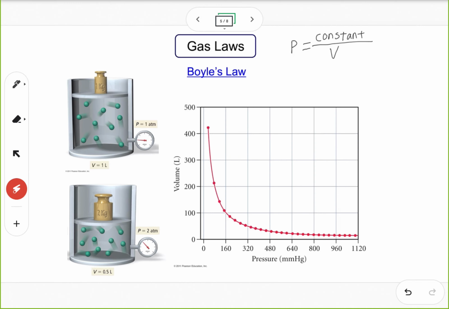That is why if you have a larger volume, then the pressure would be smaller. If you have a smaller volume, pressure will be higher. Now, if you reorganize this equation and multiply V on both sides, you will get PV equals a constant.